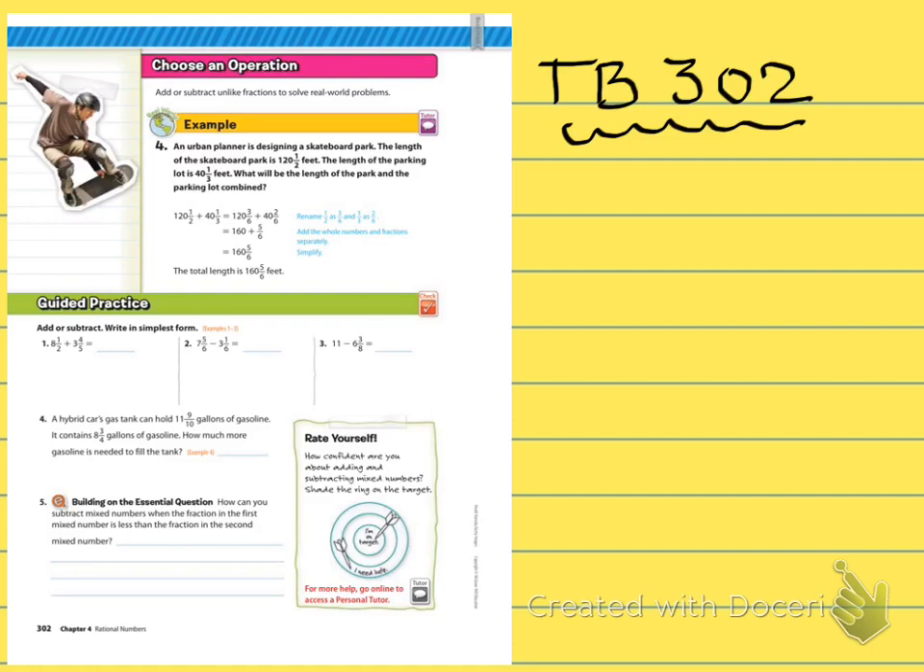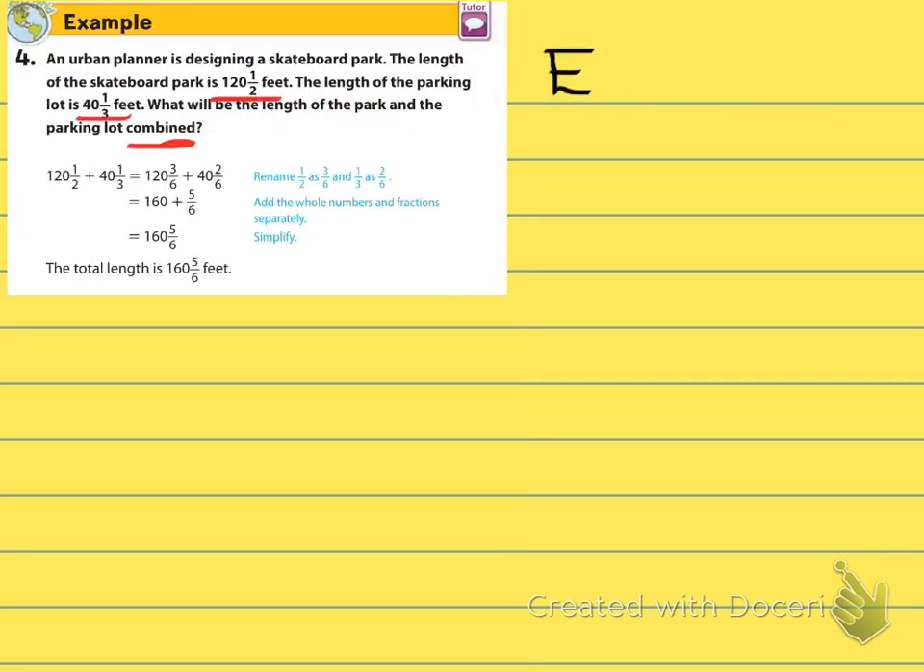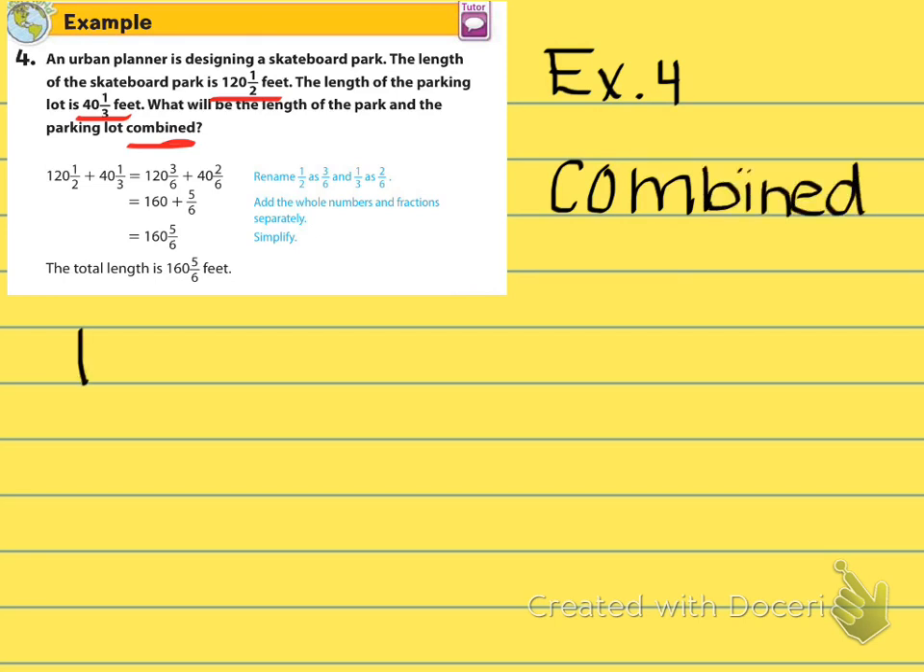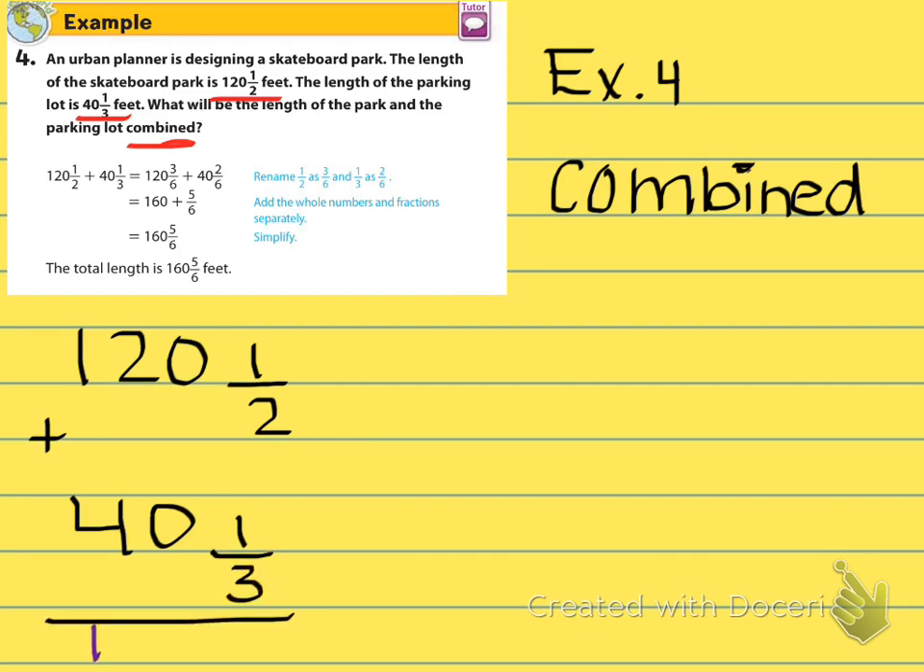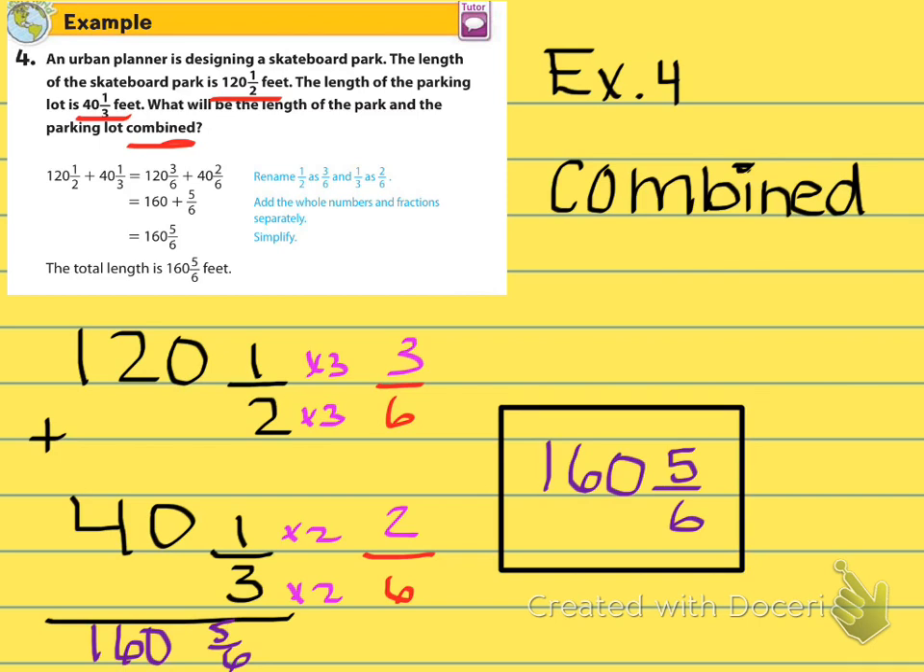So now you're looking at textbook page 302. We have made it. So what I'd like you to do for example 4 is go ahead and write example 4 and then you want to write combined, because that's the word that makes you know that this is going to be an addition problem. Now this is one of the easier ones. When you're adding 120 and 1/2 plus 40 and 1/3, this should be an easier problem where you can add the whole numbers. So 120 plus 40 is going to give you 160. And then 1/2 and 1/3, you can rename those to have a common denominator. And then you'll come up with your answer of 160 and 5/6 as shown below.